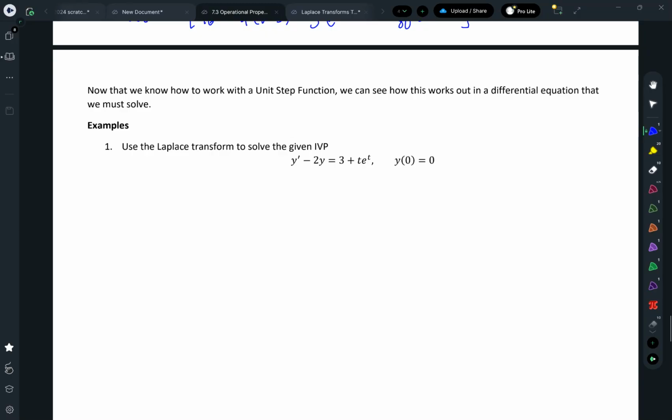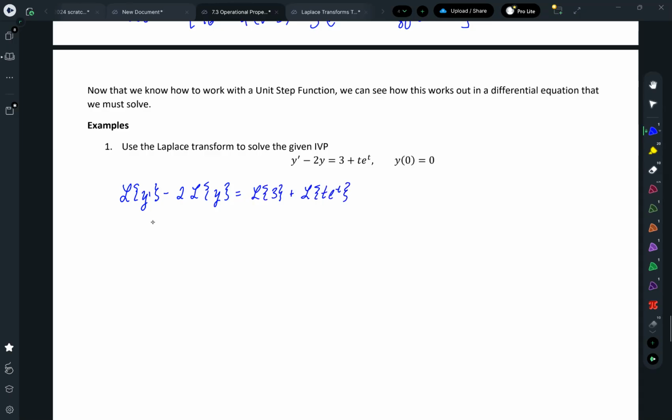So we're going to use the Laplace transform to solve the given IVP where we have y prime minus 2y is 3 plus t e to the t, and y of 0 is equal to 0. So this is just a first order problem to get our feet wet, kind of. And so here we go. We take the Laplace of the differential equation. We get the Laplace of y prime minus 2 Laplace of y equals the Laplace of 3 plus the Laplace of t e to the t.